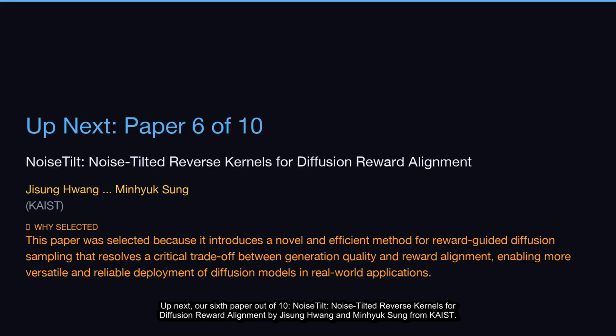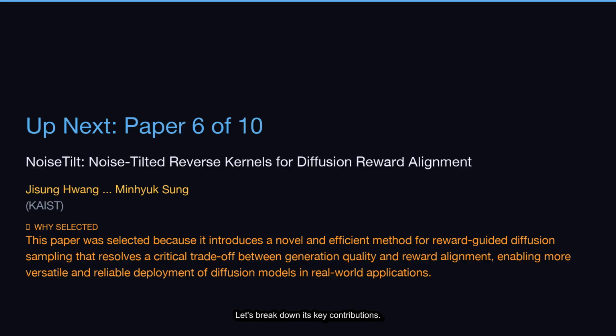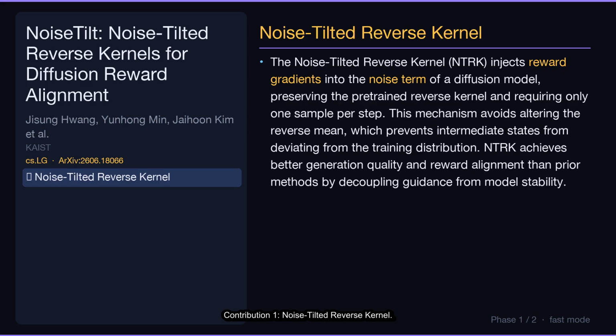Up next, our sixth paper out of 10, NoiseTilt. Noise-tilted reverse kernels for diffusion reward alignment by Jisung Huang and Minyuk Sung from KSD. This paper was selected because it introduces a novel and efficient method for reward-guided diffusion sampling that resolves a critical trade-off between generation quality and reward alignment, enabling more versatile and reliable deployment of diffusion models in real-world applications. Let's break down its key contributions. Contribution 1. Noise-tilted reverse kernel.